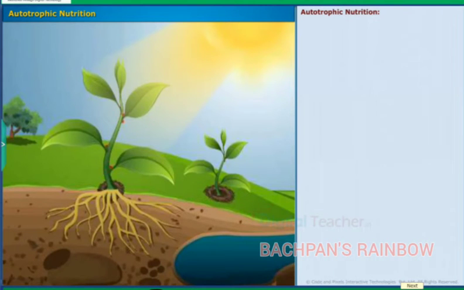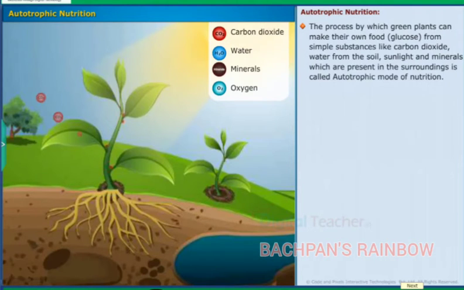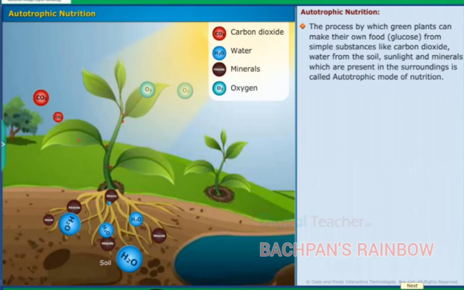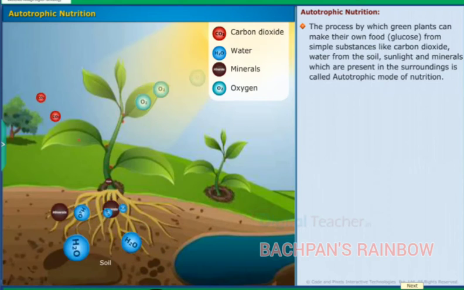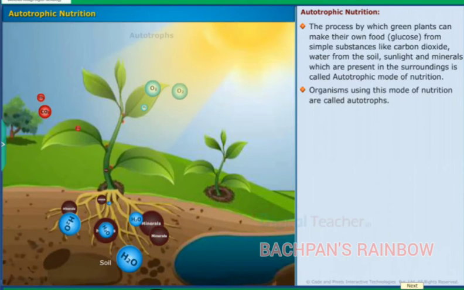To begin with, let us learn about the requirement of nutrition in plants. The process by which green plants can make their own food, glucose, from simple substances like carbon dioxide, water from the soil, sunlight, and minerals which are present in the surroundings, is called autotrophic mode of nutrition. Organisms using this mode of nutrition are called autotrophs.